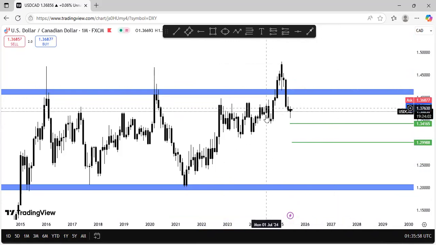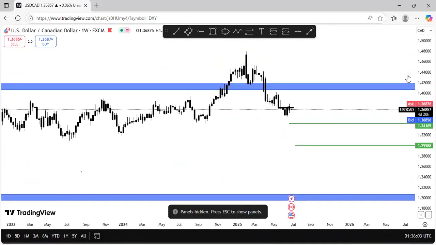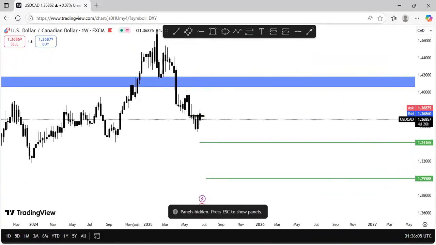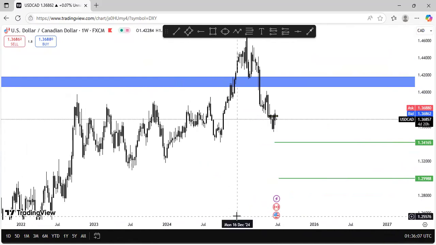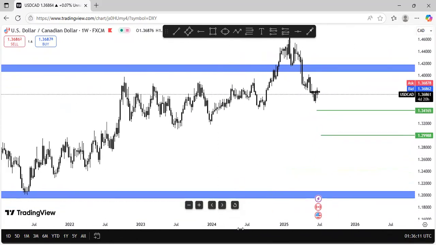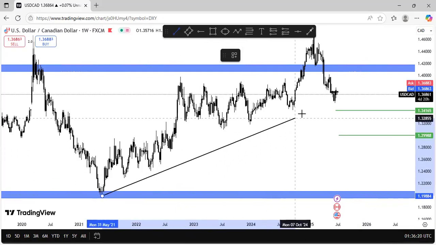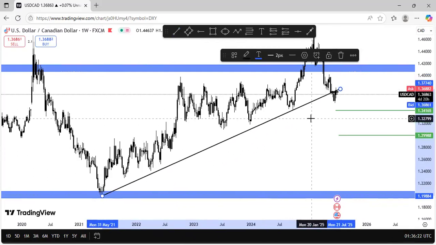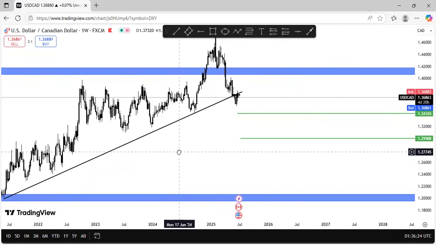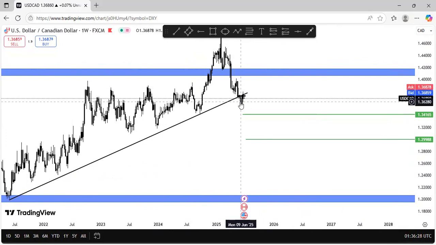So then I go over to the weekly time frame. On my weekly time frame, where's my trend line coming? This trend line dates far back, probably June or July 2021. It's an old trend line. So this is our trend line. And then we had this break here.